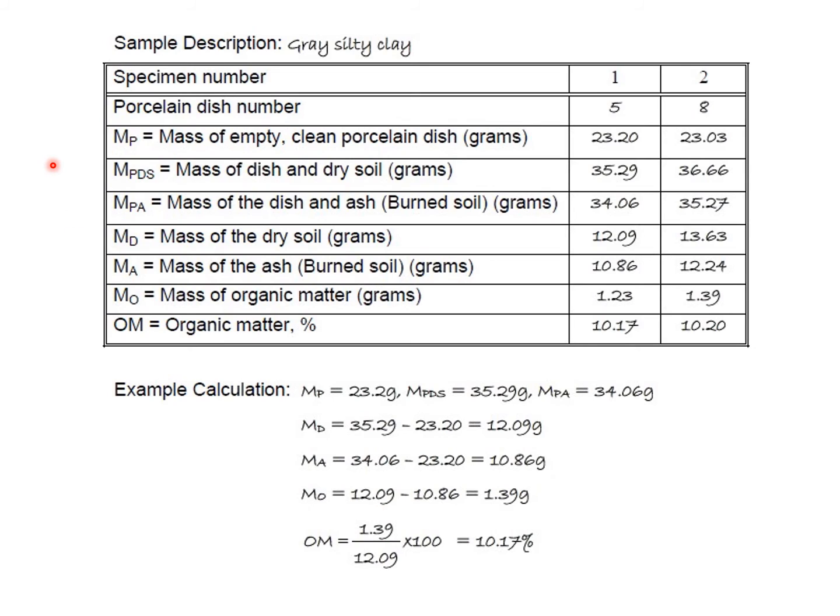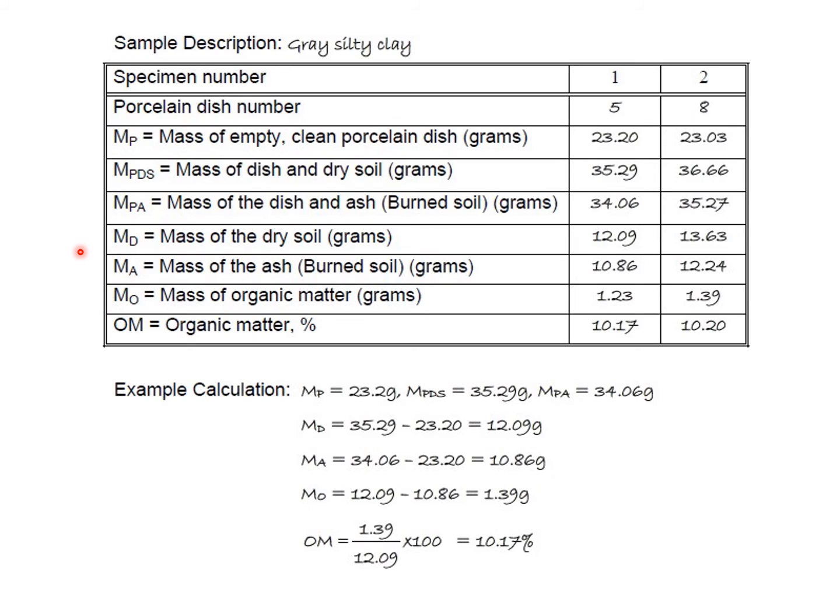Now in this particular slide, one example is given. You can see that two trials have been done for one particular soil, and some description of the soil sample is given: gray, silty clay. So specimen number 1 and 2, two samples from the one source. Porcelain dish number, then m sub p, mass of empty clean porcelain dish in grams. m sub pds, mass of dish and dry soil in grams. m sub pa, mass of the dish and ash, and here the ash means the burnt soil.